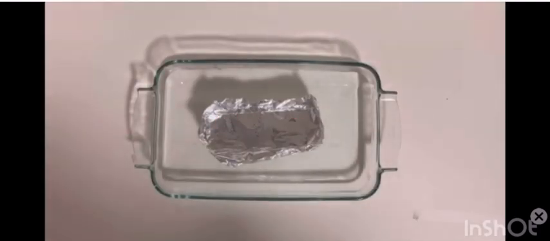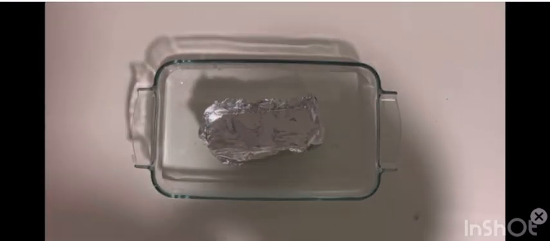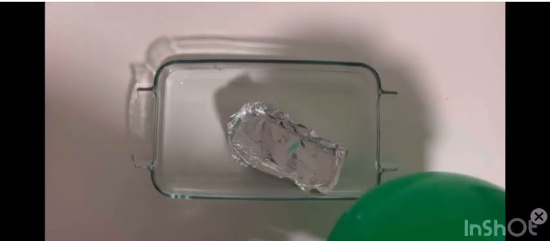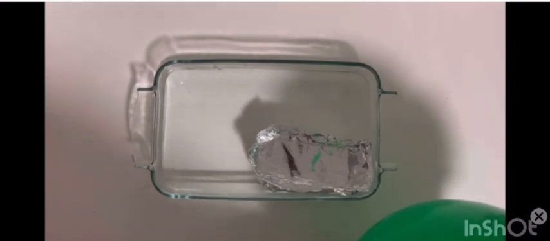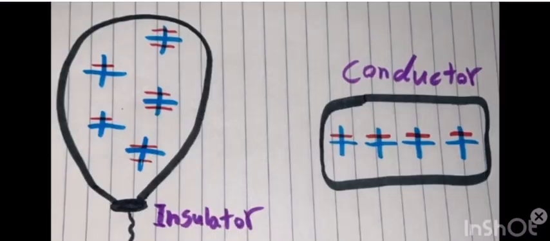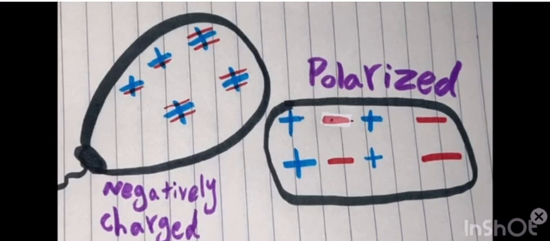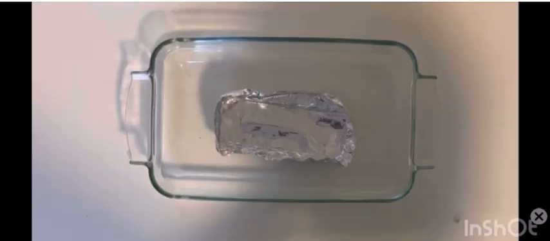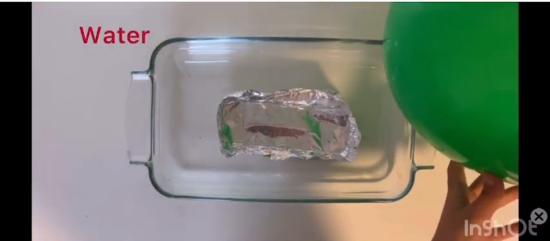Now I changed regular water to salt water and did the same experiment with our charged balloon. And these are my charge diagrams. And we can see again that it causes polarization for the aluminium boat. And now we can compare it again.